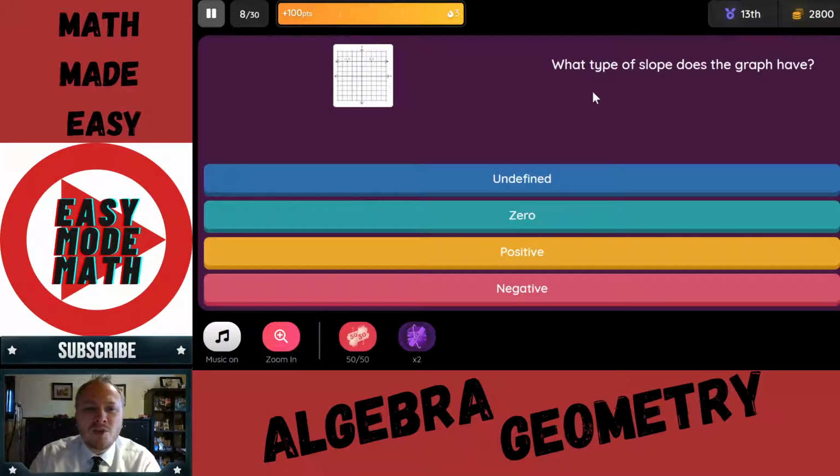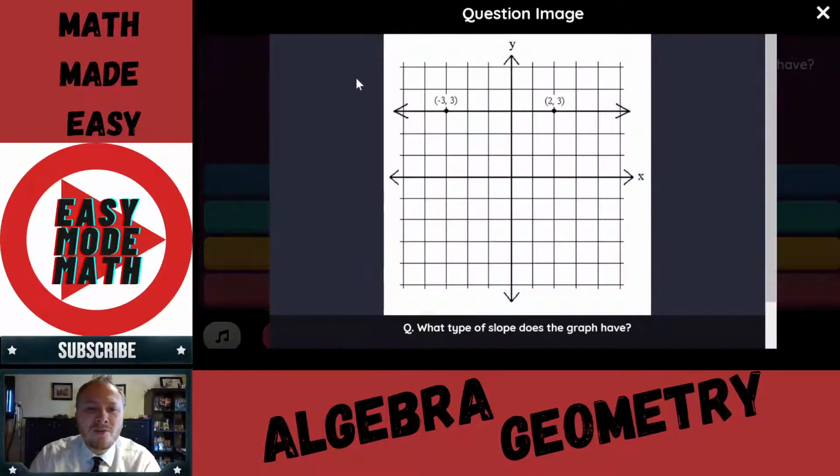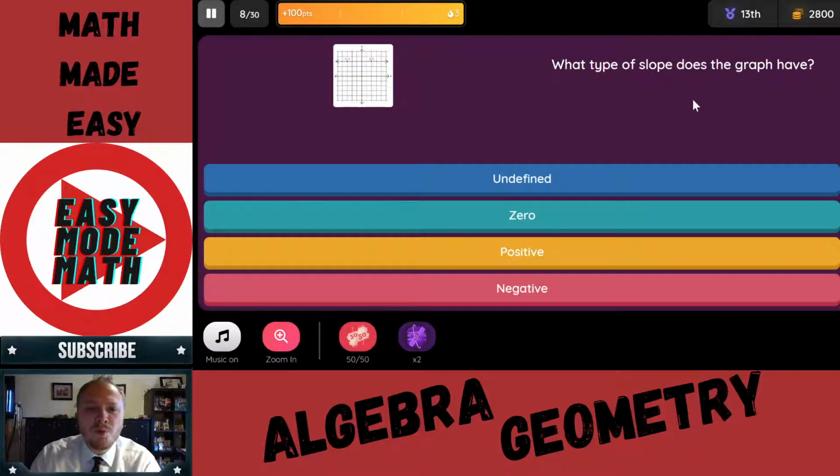What type of slope does the graph have? If we look here, we see this flat line through the points (-3, 3) and (2, 3). What kind of slope would that be? Is it going to be undefined, 0, positive, or negative? Which one?